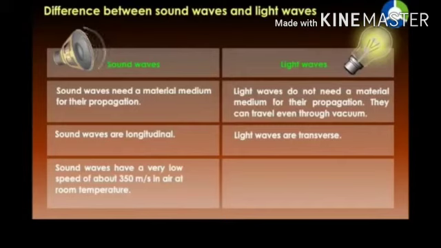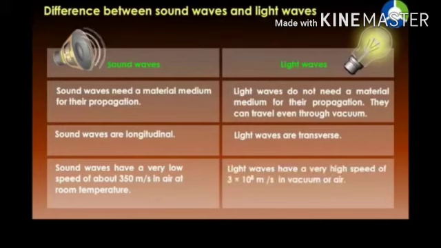Sound waves have very low speed, 330 to 350 meters per second at room temperature. Light waves speed is 3 x 10^8 meters per second in vacuum or air. The wavelength of sound wave is 1.65 centimeters to 1.65 meters. The wavelength range of light wave is 4 x 10^-7 meter to 7 x 10^-7 meter.